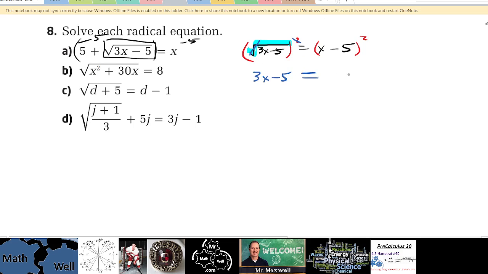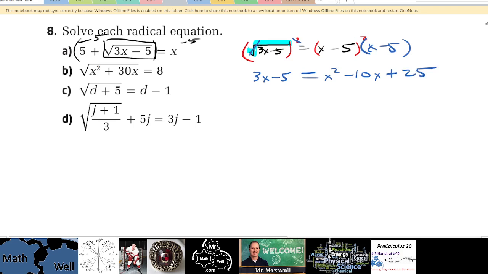Please do not do this. Please do not do this. This is not correct. You cannot just square each term. It's a binomial. You have to square this x minus 5 times itself, right? So it's really like this. Do FOIL. X squared minus 5x, minus 5x is minus 10x. Minus 5 times minus 5 is plus 25.